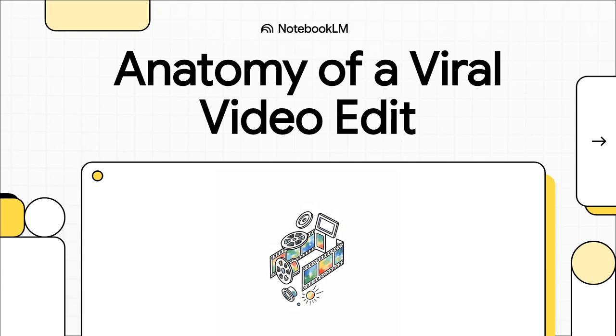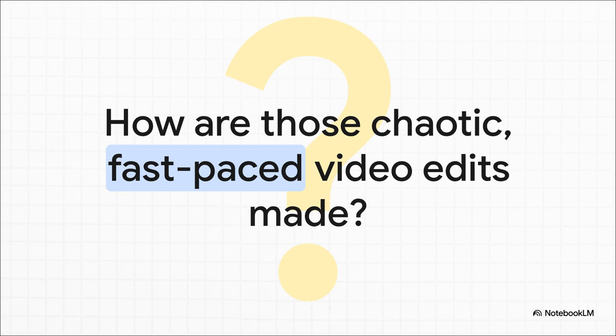Okay, let's talk about those wild, super high energy videos that are just all over our feeds. We're gonna peel back the layers and actually deconstruct the blueprint behind them. You know exactly the ones I'm talking about, right? The ones with the flashing text, the crazy camera shakes, and transitions that seem to break the laws of physics. You've probably watched one and just thought, how do you even start to make something like that?